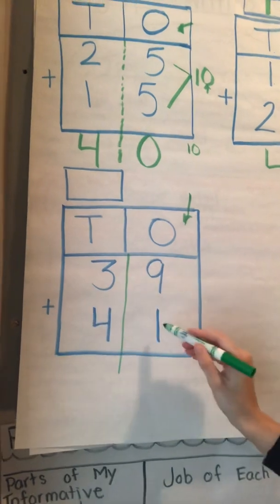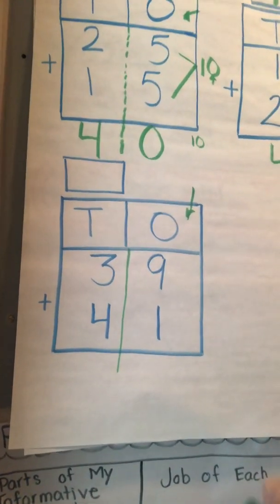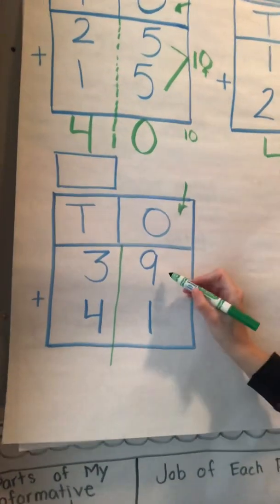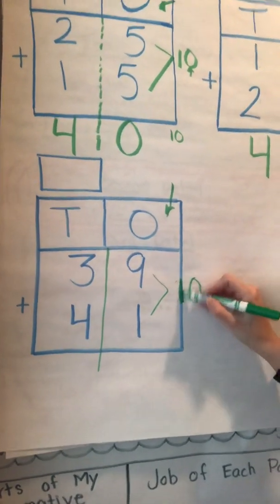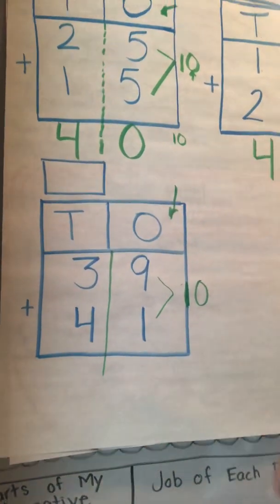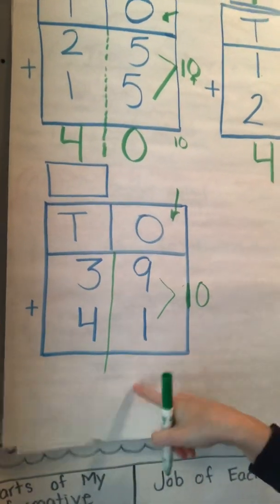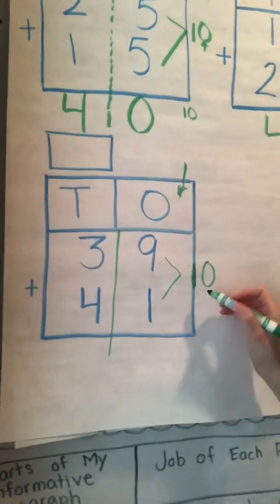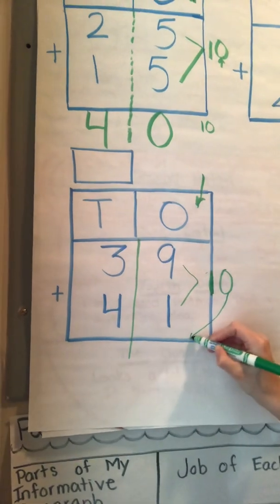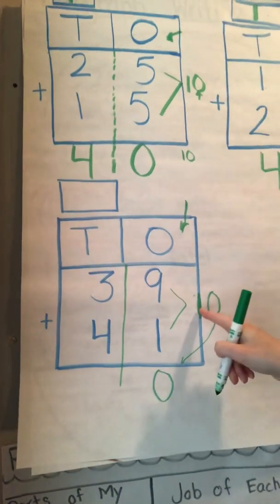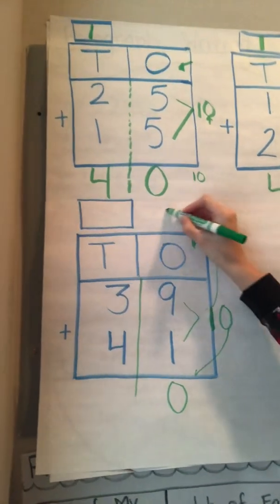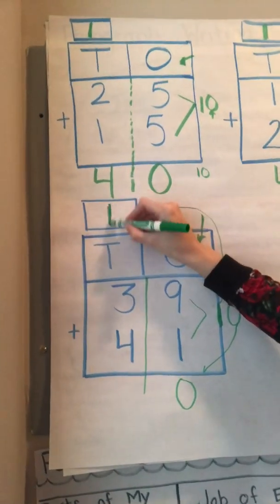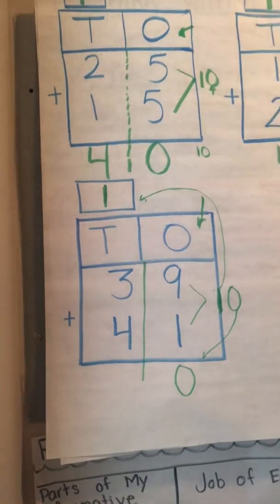We have 9 plus 1, and that equals what? Right, this equals 10. But remember, we can't just put our whole 10 down here. Which part of our 10 goes here? Right, the 0, because that's our ones place. And then where do we put this 1 for our 10? Right, it goes all the way up into our box above our tens place.